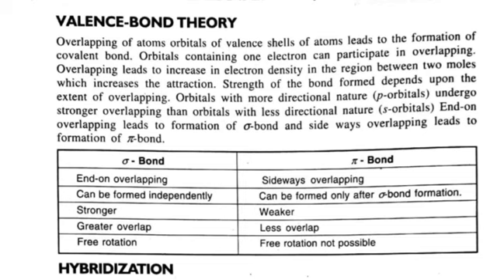If I talk about the pi bond, it is formed by sideways overlapping. It can be formed only after the sigma bond formation, which means a single pi bond can't be formed alone. If the bond order is 2, then one will be sigma and one will be pi. If there is only one bond, then only a sigma bond is formed, no pi bond. Pi bonds are weaker bonds with less overlap, and free rotation is not possible in pi bonds.